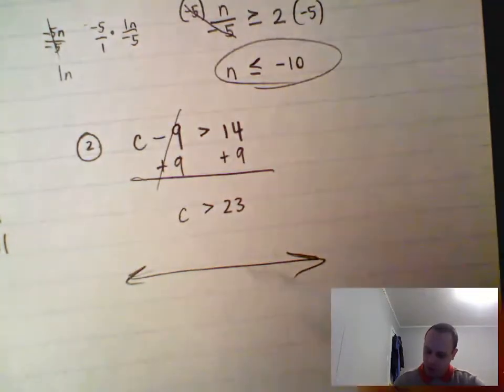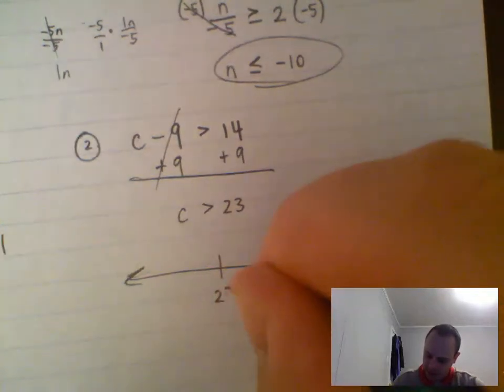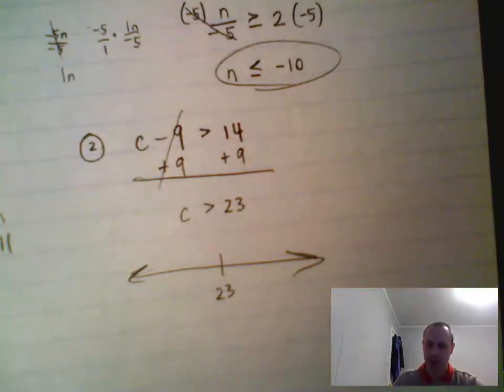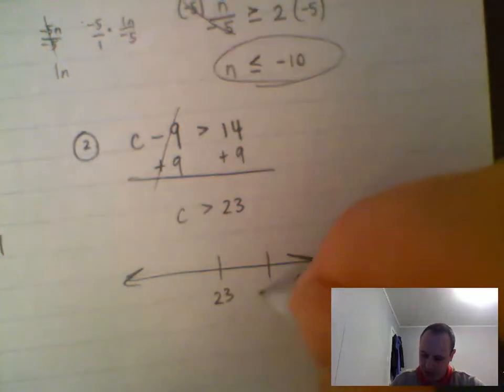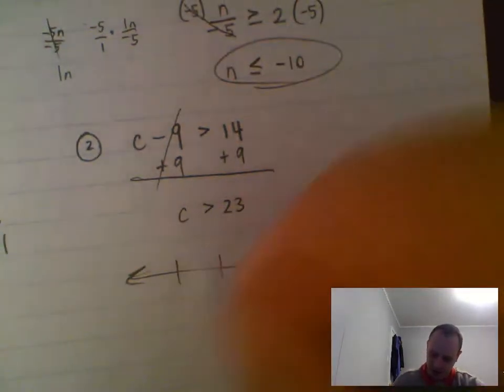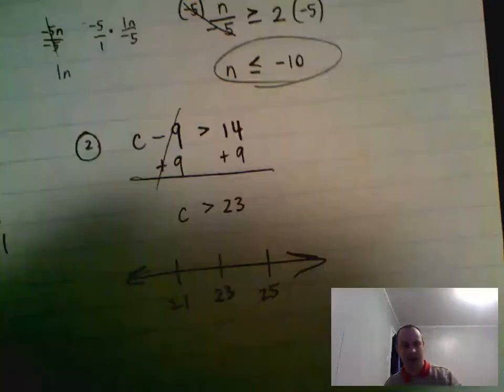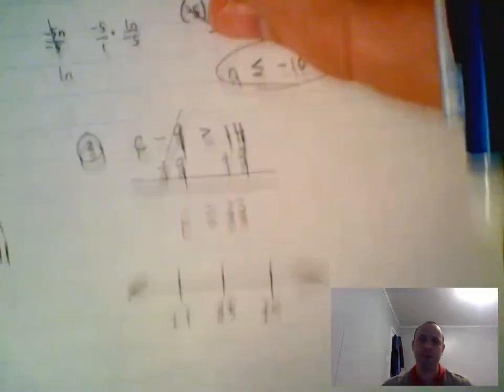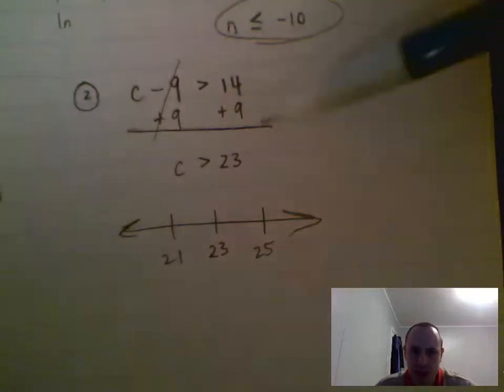So when you do your line this time, we want to make sure we have a 23 on there. What's a number above 23? Let's show a little math swag and put 25. So we're going up by 2. All right, so let's go down by 2: 21. We can do that as long as it makes sense, right? So c is greater than 23.